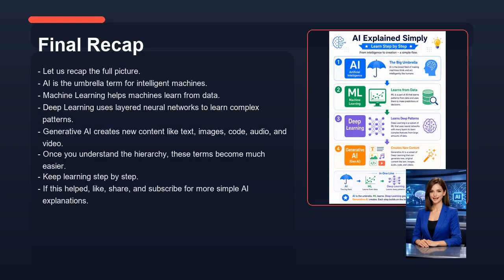Now let's look at the final recap. Let us recap the full picture. AI is the umbrella term for intelligent machines. Machine learning helps machines learn from data. Deep learning uses layered neural networks to learn complex patterns. Generative AI creates new content like text, images, code, audio, and video. Once you understand the hierarchy, these terms become much easier.